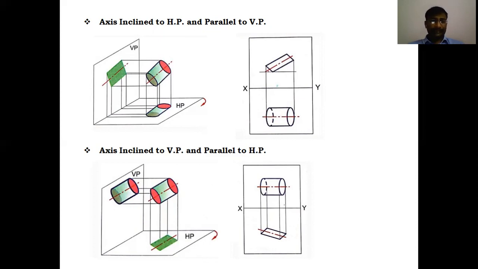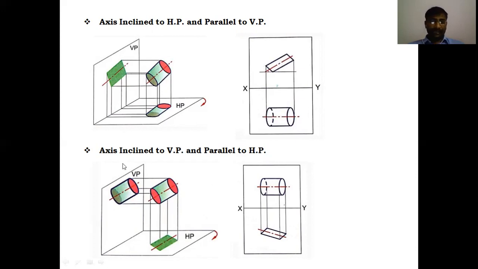Here the axis inclined to HP is given, so in the initial position the axis must be placed perpendicular to the HP. Draw the initial position. After that, the axis will be rotated by whatever inclination is given in the problem. After rotating the axis, we get these two views: this is the front view and this is the top view. The axis makes some angle with the XY line or with HP.